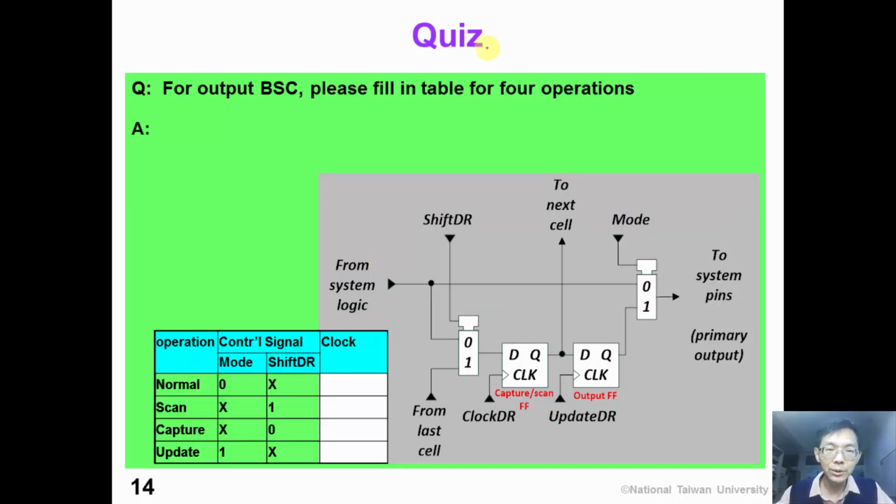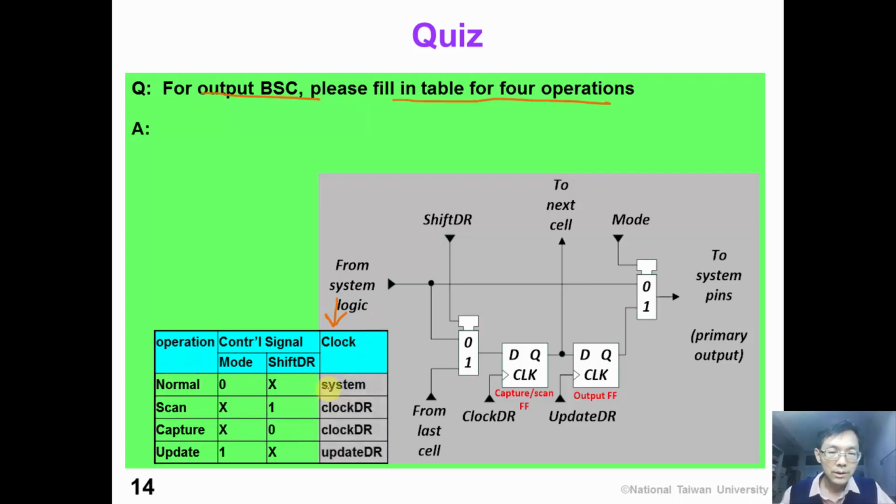Now it's time for you to work on the quiz. Given the output boundary scan cell, now please fill in this table for the clock column to accomplish the 4 operations. Okay, are you done yet?